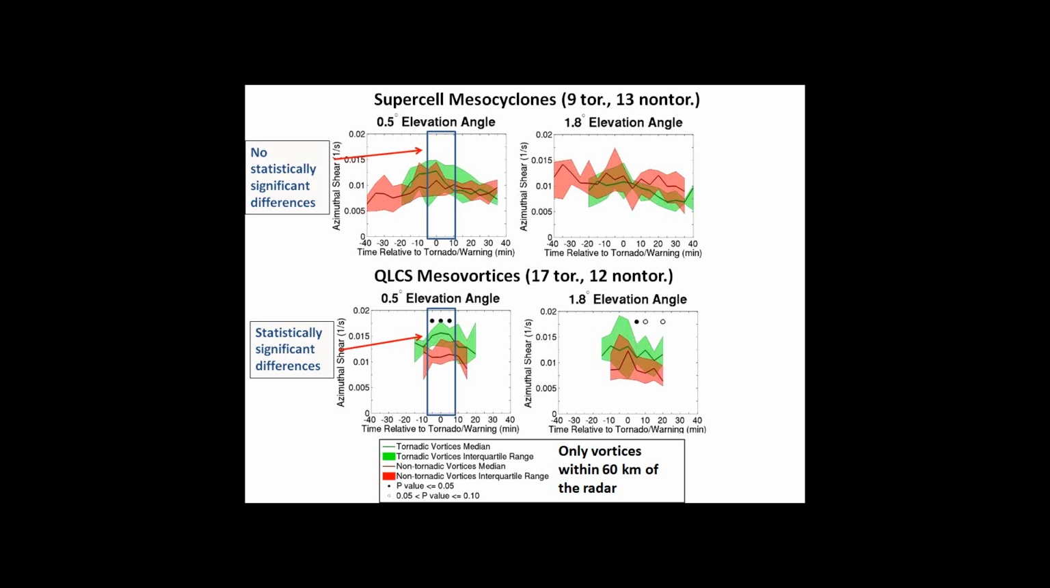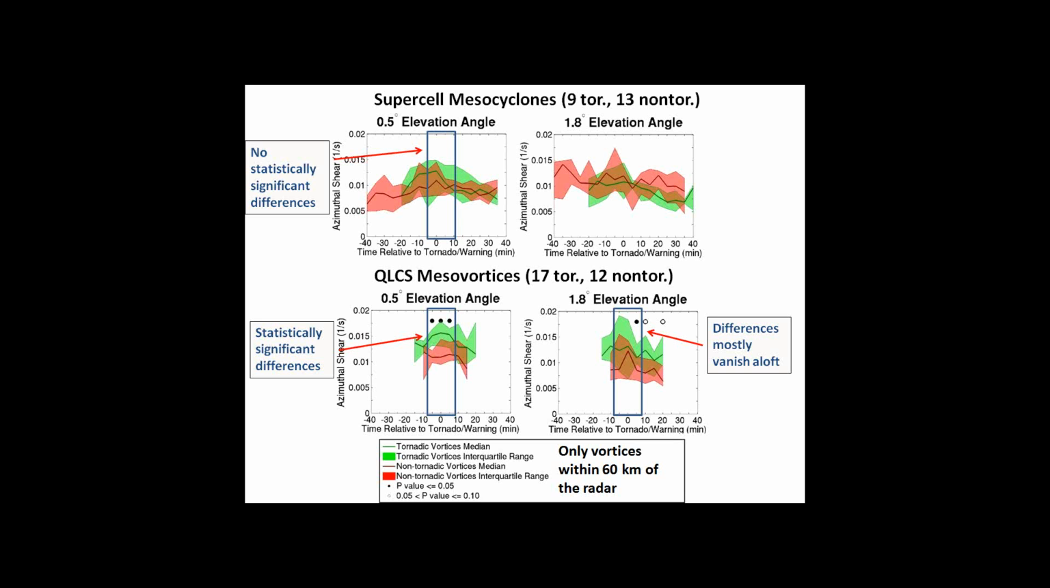Also, we found 0.01 per second to be a good general guidance or threshold value of azimuthal shear to look at. If you look a couple tilts higher into the vortex, around the 1.8 degree elevation scan, though, you see that any significant differences at the time of the tornado go away. For both supercells and non-supercells, the tornadic and non-tornadic vortices had similar azimuthal shear.